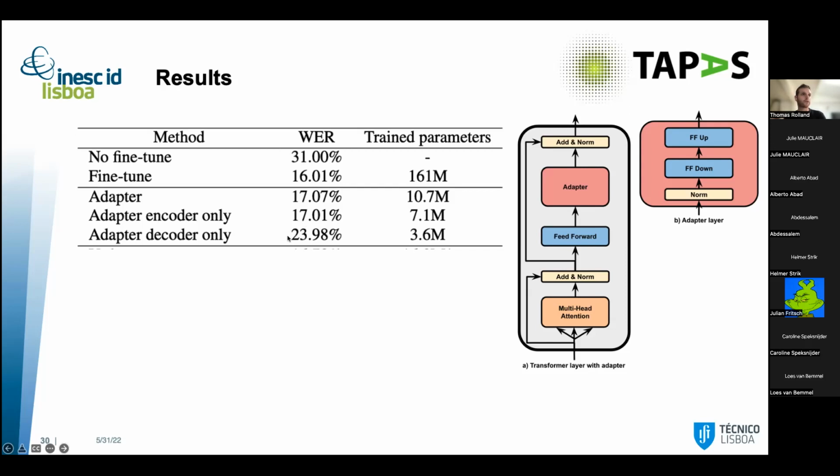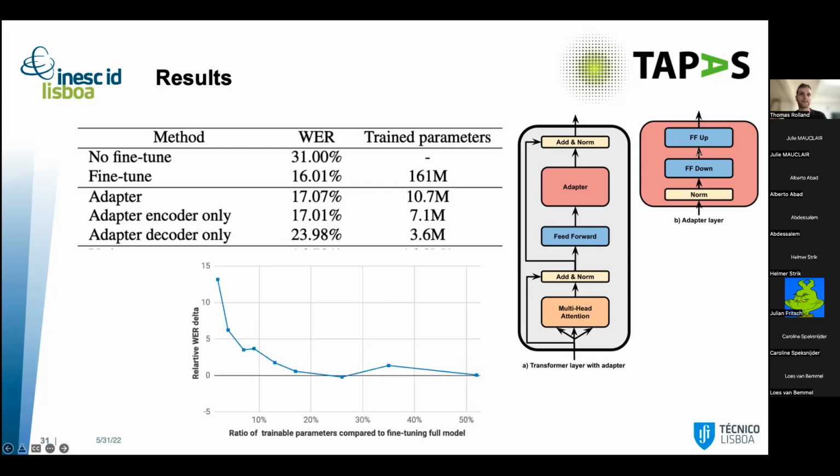And we just wanted to assess a bit more about this size here. So we played a bit with this size, and we saw that the more you increase the size, the more parameters you add, and so we're getting closer to the fine-tuning. This here is a relative word error rate delta compared to the fine-tuning. But with around 15% of the number of parameters that you can train here, you can get pretty similar scores to fine-tuning.